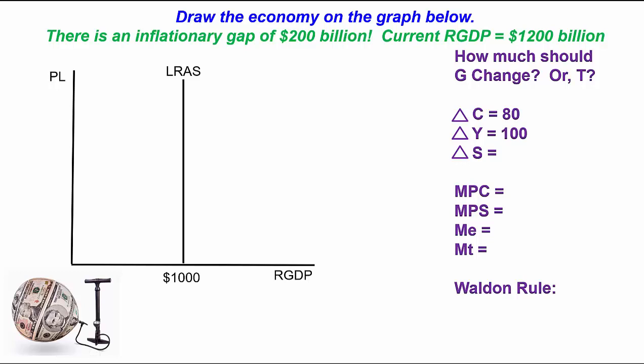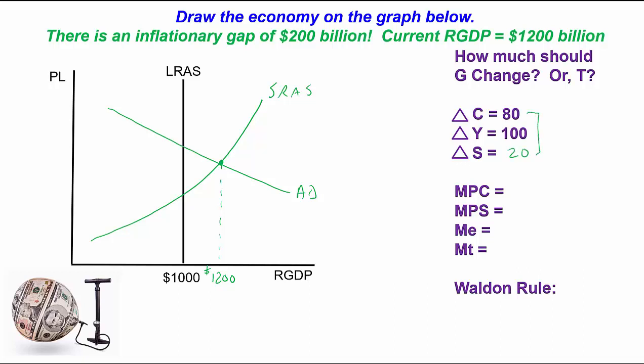All right, so here's what you should have done. You should have shown the economy at an inflationary level of output. All that means is our equilibrium is to the right of the long-run aggregate supply curve, so we're at 1,200. We've been given all this data over here. Our change in savings will be 20 because the 80 and the 20 have to add up to the 100. Our MPC is 80 over 100, which is 0.8, which means our MPS is 0.2, which means our ME is 5, and our tax multiplier is 4.